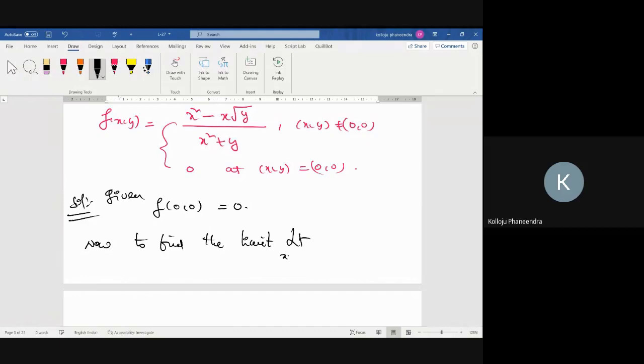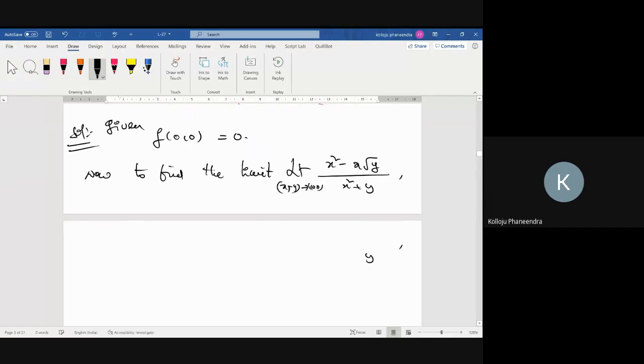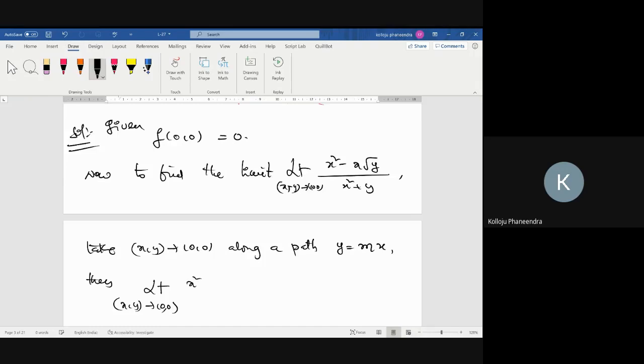The limit as (x,y) tends to (0,0) of (x² − x√y)/(x² + y). Take (x,y) tends to (0,0) along a path. I will take y = mx. Let me try another one also. Then the limit as (x,y) tends to (0,0) of (x² − x√y)/(x² + y) equals the limit as x tends to 0 of (x² − x√(mx))/(x² + mx).